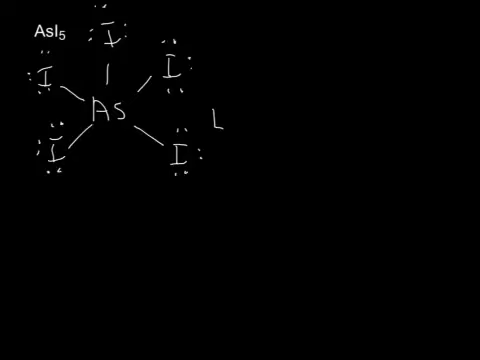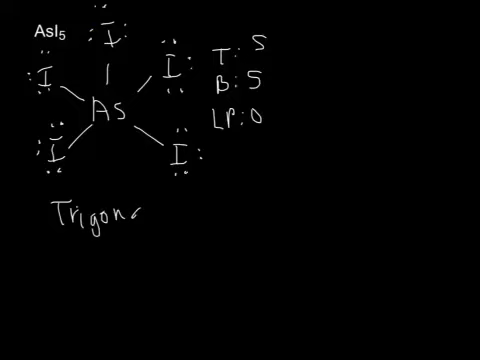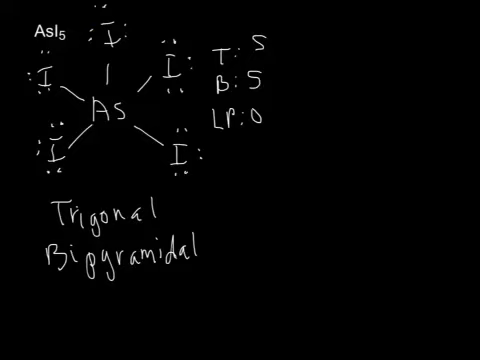I see we don't have any lone pairs. We have 5 atoms of iodine bonded to arsenic. So our total is going to be 5, which means this molecule is trigonal bipyramidal. Thanks to this, now I could draw my VSEPR structure.